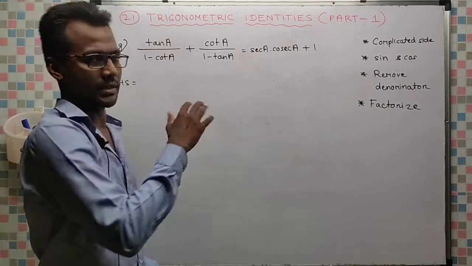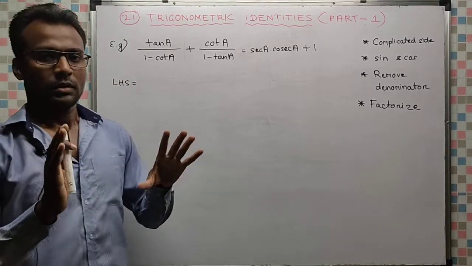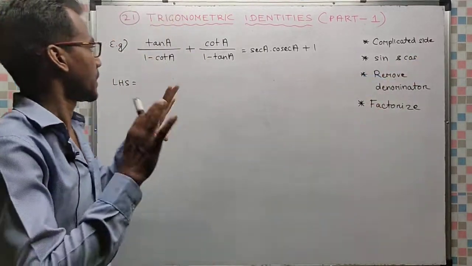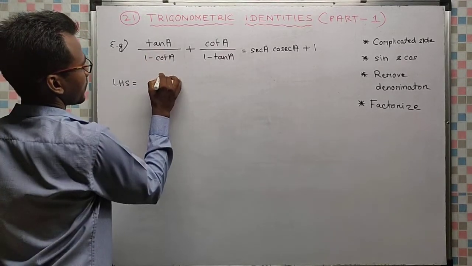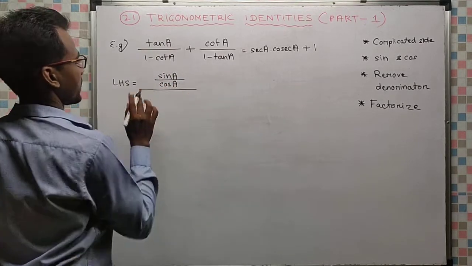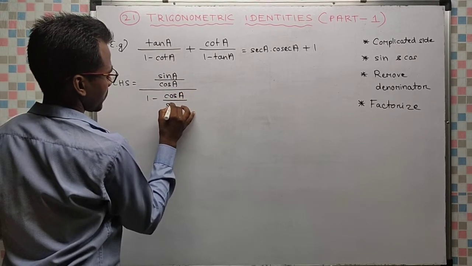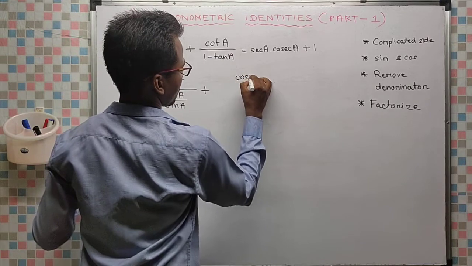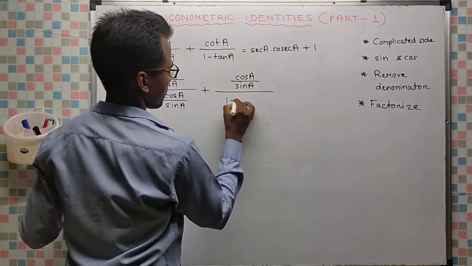I am not writing the LHS again. What I have told you, always try to simplify. Sin and cos are the simplest trigonometric ratios, so let us convert tan and cot to sin and cos. So tan A is equal to sin A by cos A, whole by 1 minus cot A. So 1 minus, what is cot A? Cos A by sin A, plus, what is cot A? Cos A by sin A, whole by 1 minus, what is tan A? Sin A by cos A.